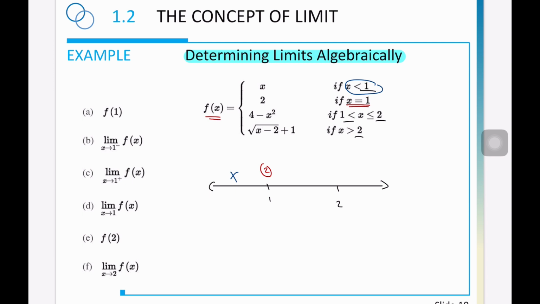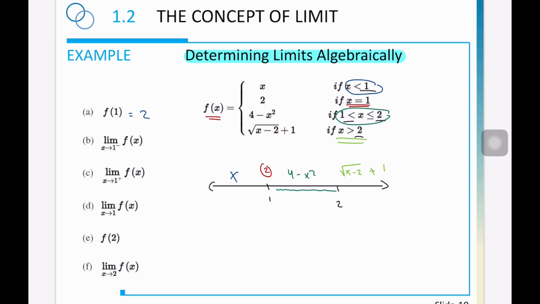In between x equal to 1 and x equal to 2, which is this area, the function is defined as 4 minus x squared. And if x is bigger than 2, the function is defined as the square root of x minus 2, plus 1. So now we use this number line to evaluate each limit. First of all, he's asking for the value of f(1). We can see that f(1) is equal to 2.